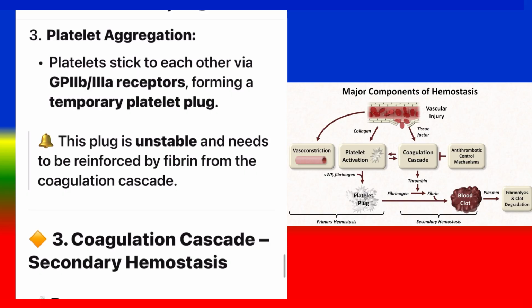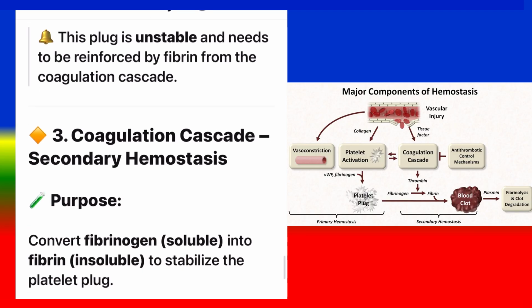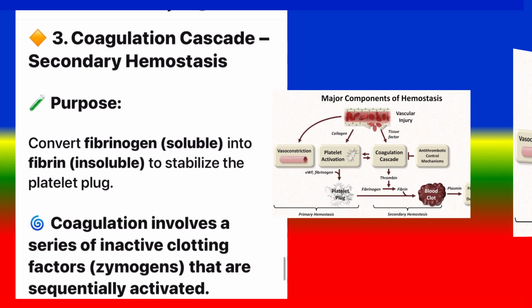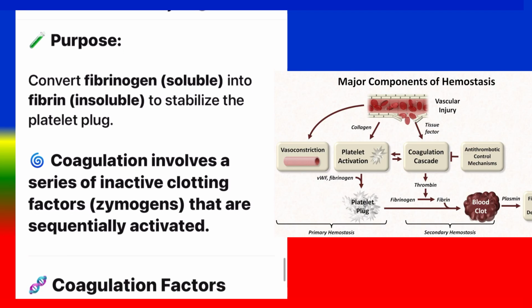3. Platelet aggregation. Platelets stick to each other via GPIIb/IIIa receptors, forming a temporary platelet plug. This plug is unstable and needs to be reinforced by fibrin from the coagulation cascade. 3. Coagulation cascade, secondary hemostasis. Purpose: convert fibrinogen, soluble, into fibrin, insoluble, to stabilize the platelet plug.